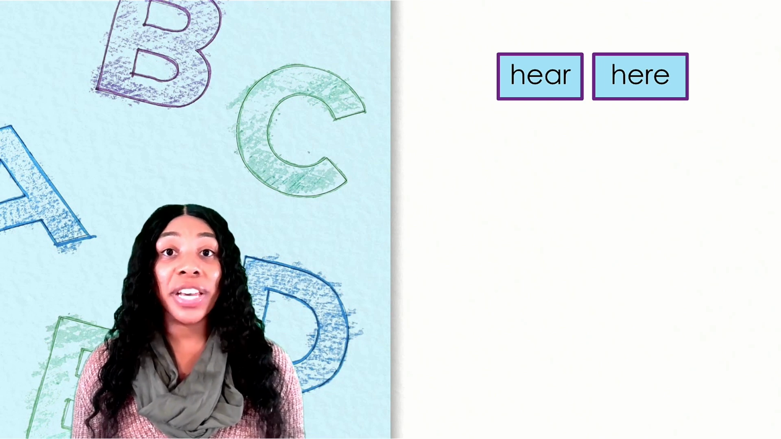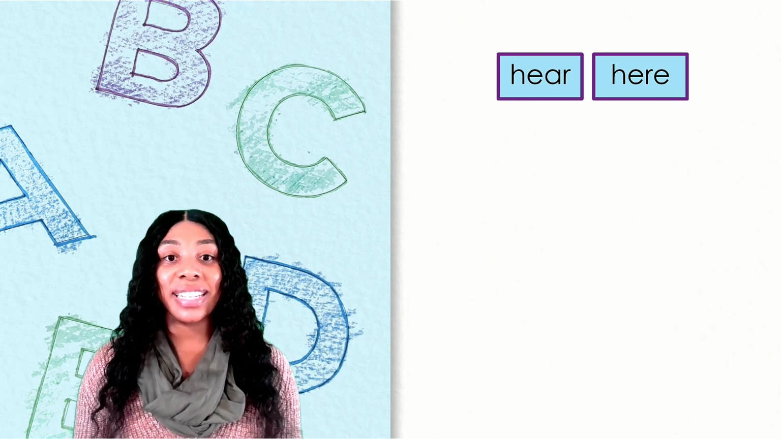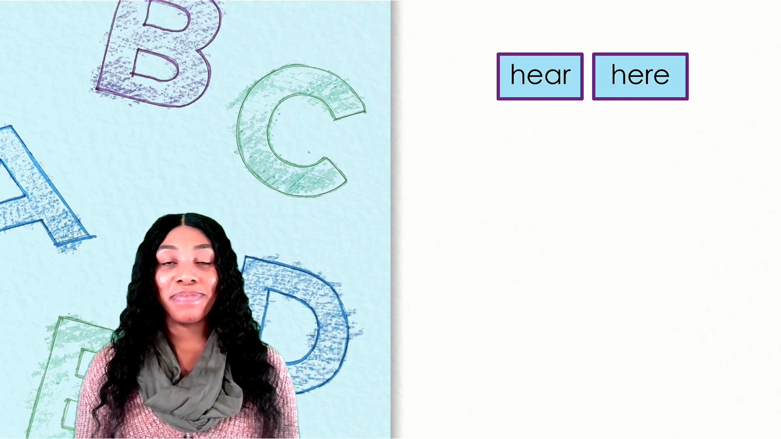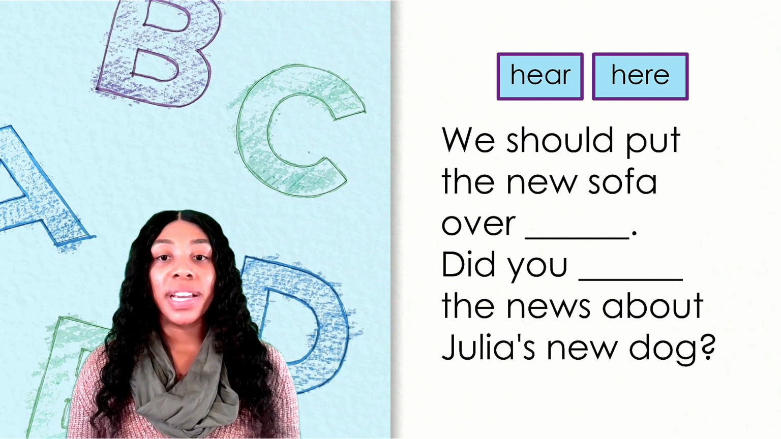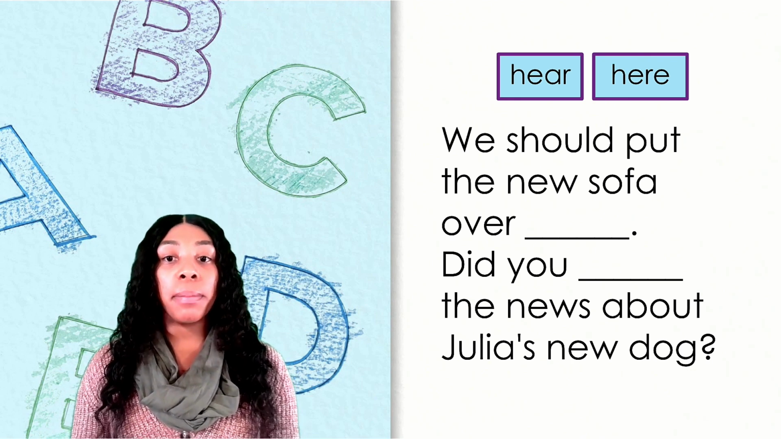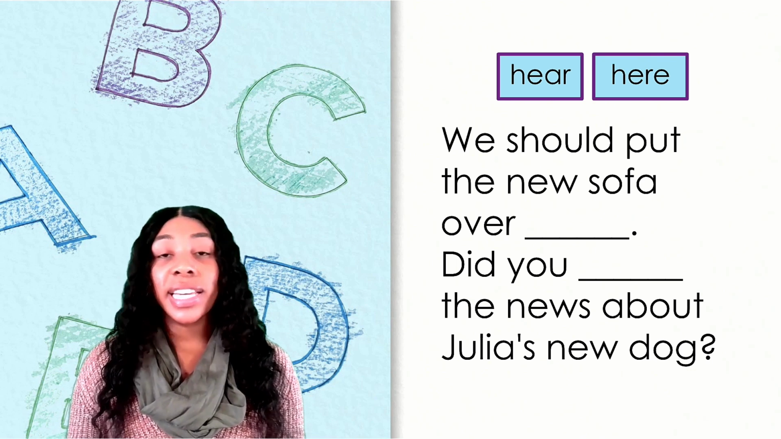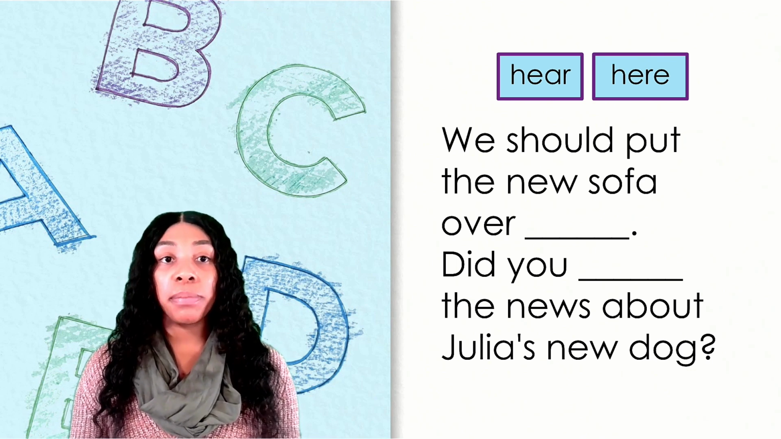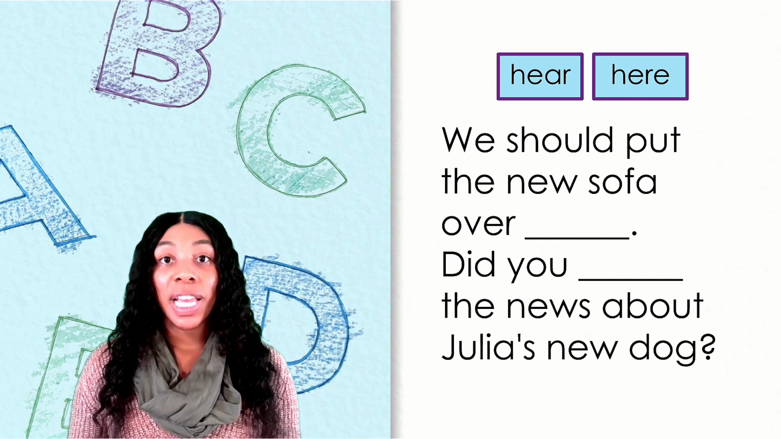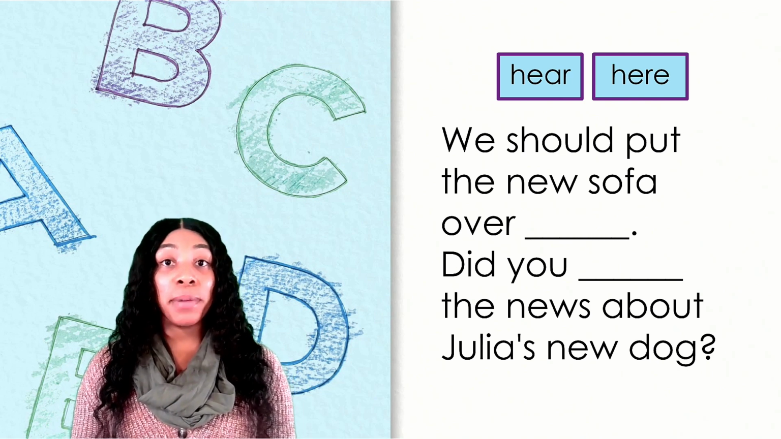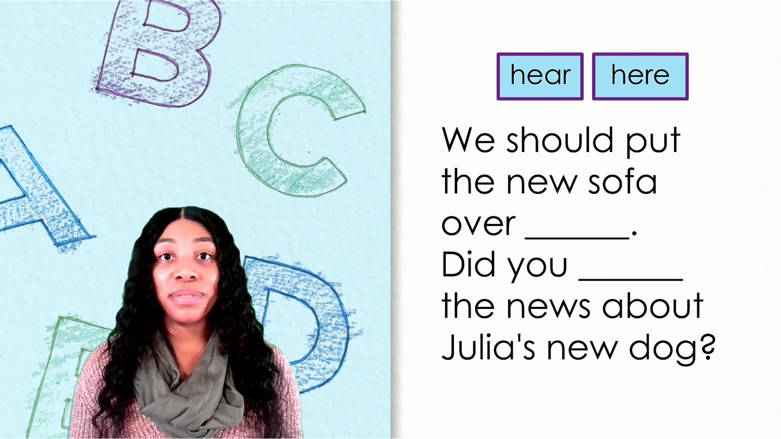Let's see if we can figure out which word belongs in which blank for this new sentence. Ready? We should put the new sofa over blank. Did you blank the news about Julia's new dog? Let's look at the first blank. Can you help me figure out which word belongs in each blank? The first blank seems to be about a place or a position. Which here makes the most sense here?